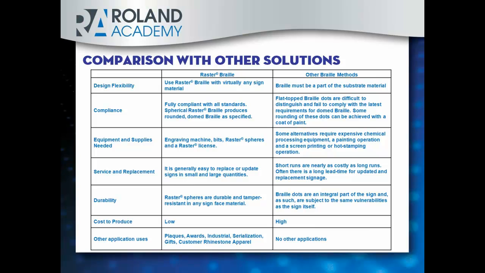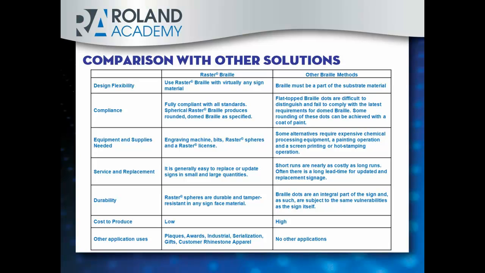My last slide here, and then we're going to have a couple more questions for you guys, is just kind of the comparison between the raster braille method, which is what we offer, and other braille methods, which is typically the photopolymer method. For design flexibility, we can use the raster braille method with virtually any type of sign material, so plastic, wood even, acrylics, metals. With photopolymer, the braille is actually part of the substrate material or the photopolymer material that's etched.